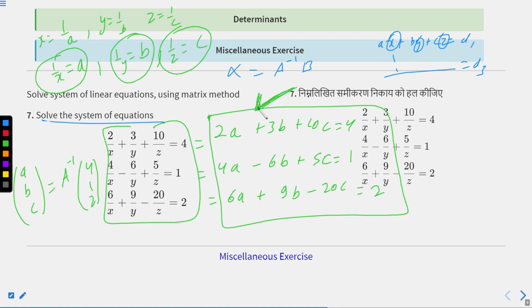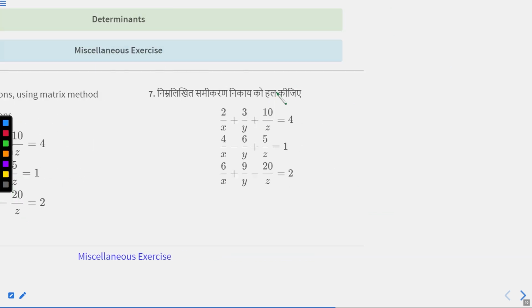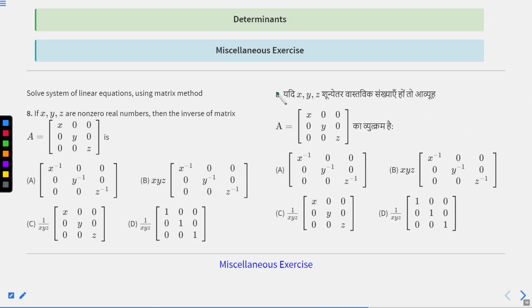So I did. Now let us move to the next problem, problem number 8. So we have to find the inverse. If x, y, z are non-zero, then we have to find the inverse of the matrix. So what matrix? This matrix, and choose the correct option. The matrix is given: x, 0, 0, 0, y, 0.